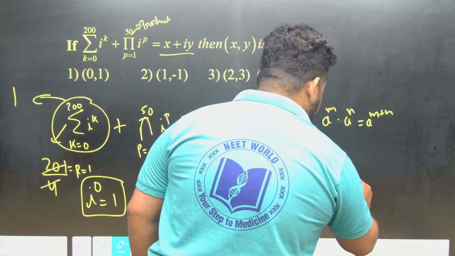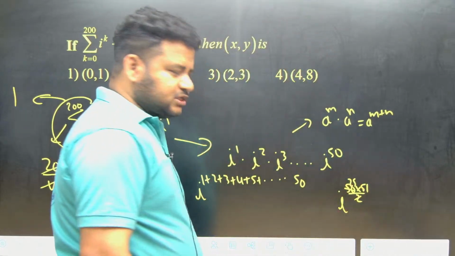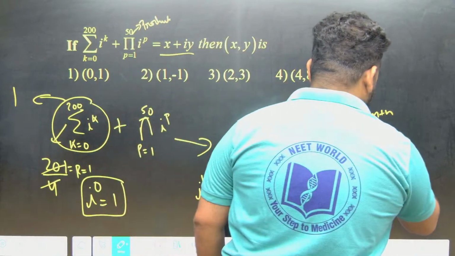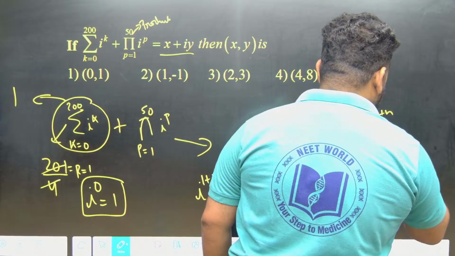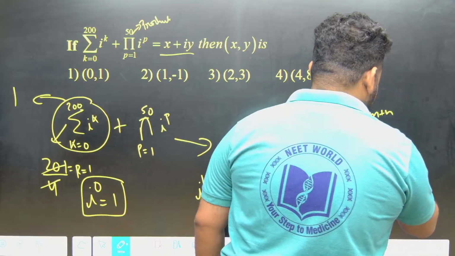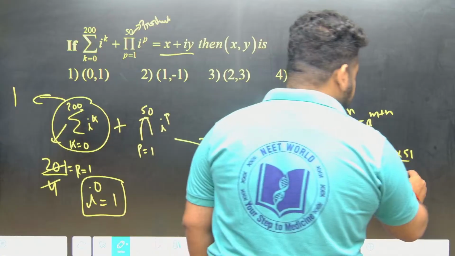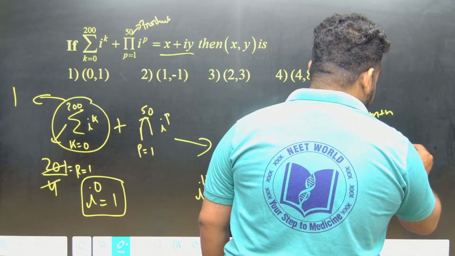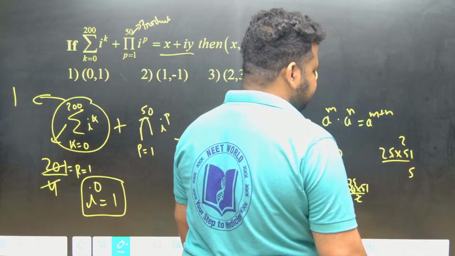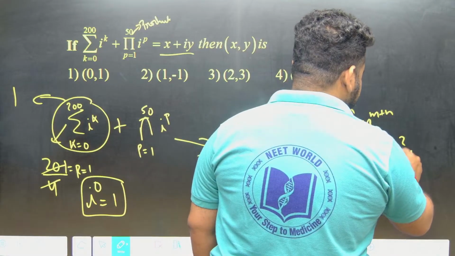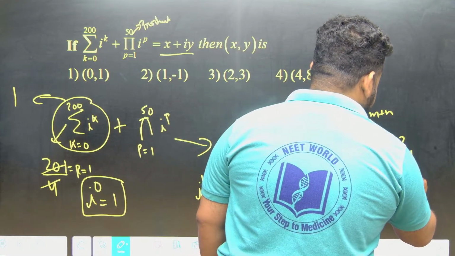Okay, this will be what? 2 into 25. So 25 into 51. We have to find out this value and divide by 4, and see what remainder we are getting. So 25 into 1 is 25 itself. 25 into 5 is 125. 125 plus 2 is 1275.